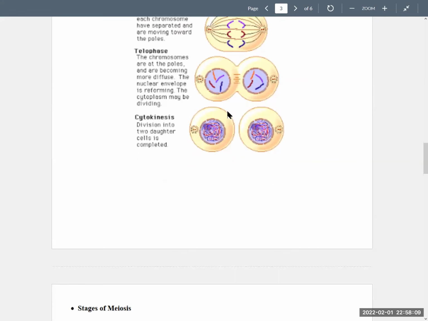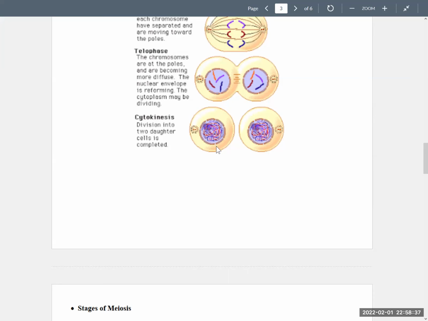And then it finishes off. The nuclear membrane reforms. The chromosomes loosen up and become chromatin again. The nucleolus returns. Nuclear membrane returns.